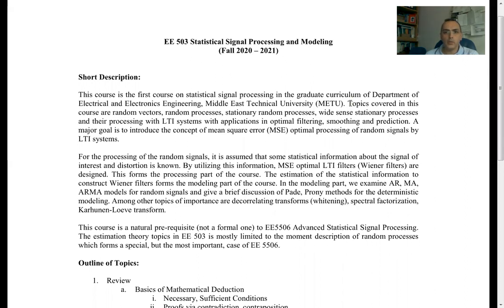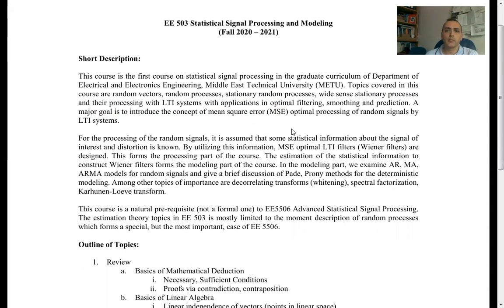The main topics covered in this course are, as you see over here. It starts with random vectors, random processes, stationary random processes, types of random processes, Wiener's stationary processes, etc. The main goal is introducing the concept of statistical reasoning, which, for the sake of this course, is mostly based on the mean square error concept, and developing estimators such that this mean square error, which will be our cost function, is minimized. After that minimization, we will call those estimators optimal estimators in this sense.